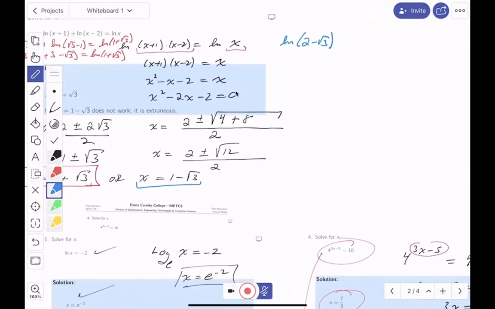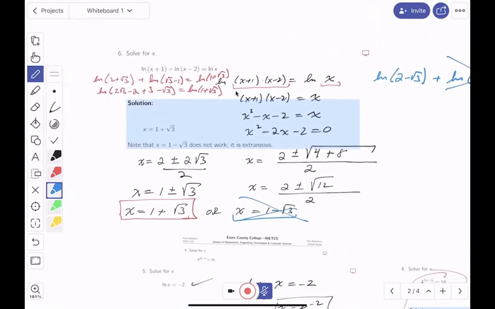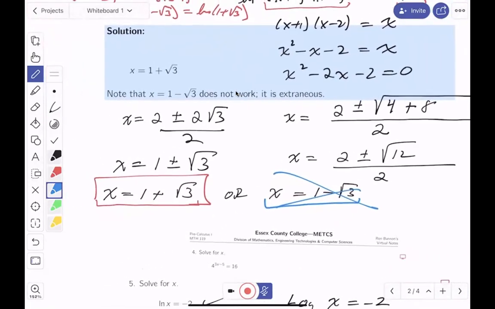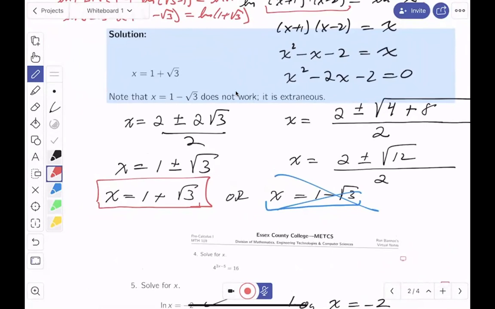Plus ln, what do you get there? You get 1 minus root 3 minus 2, which would be, let's see, minus 1 minus root 3. This is bad news. It's a negative argument. So this can't be right. There's only one possible answer there. What's that answer going to be? 1 plus root 3, which is clearly indicated here. The other one is extraneous.